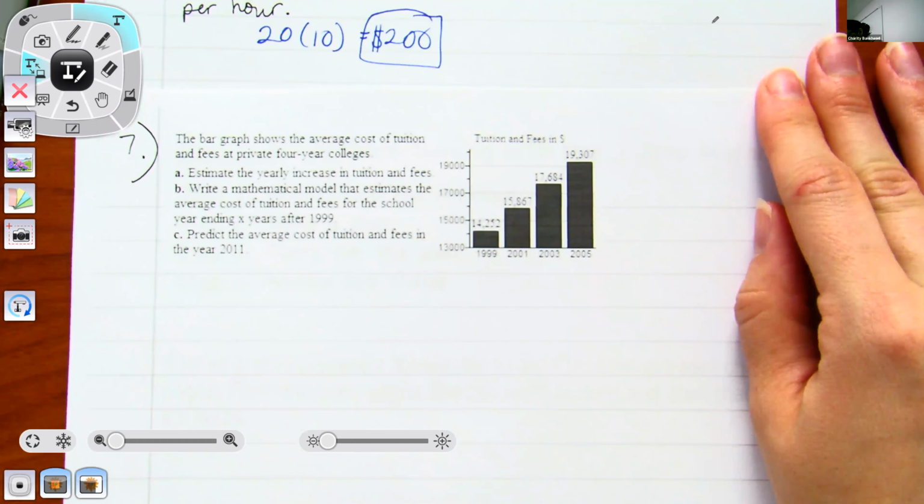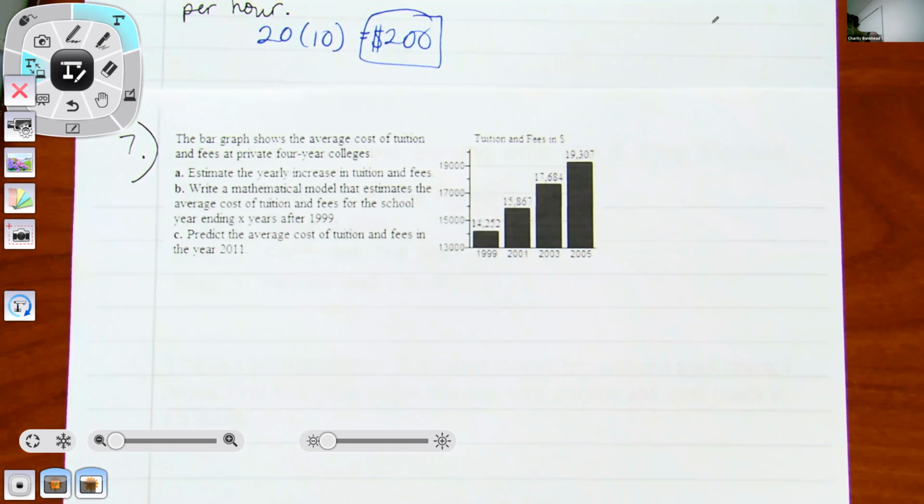Okay, so it says the bar graph shows the average cost of tuition and fees at private four-year colleges. Estimate the yearly increase in tuition and fees. Write a mathematical model that estimates average cost of tuition and fees for the school year ending X years after 1999 and predict the average cost of tuition and fees in the year 2011. Okay, so first of all, estimate the yearly increase in tuition and fees.